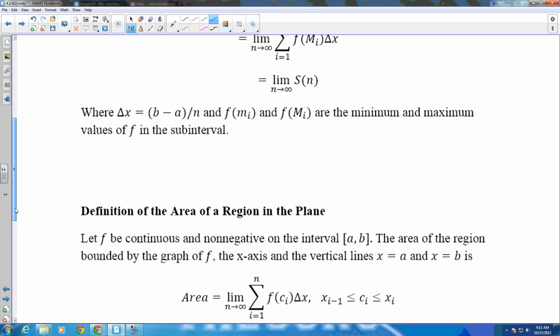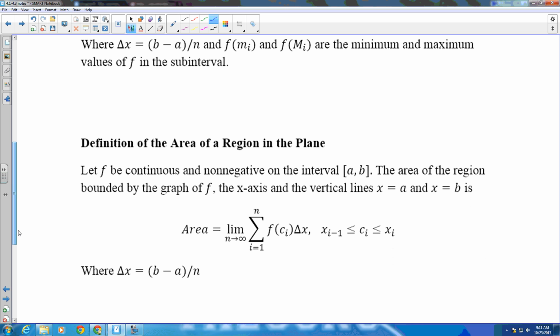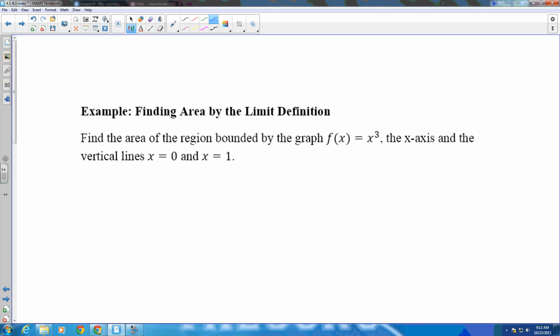So delta x is b minus a over n. f of m_i and f of M_i are the min and max. So this is what we're going to do. The definition of area is the limit as n approaches infinity of pretty much what we've been dealing with. The only thing we need to mention is that our c_i is a plus i delta x. And I think we were actually using that for our m_i and capital M_i.